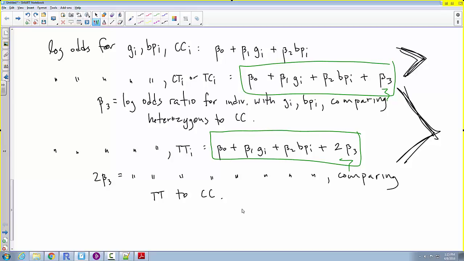So I could say equivalently, this corresponds, I guess, to homozygous T compared to heterozygous.